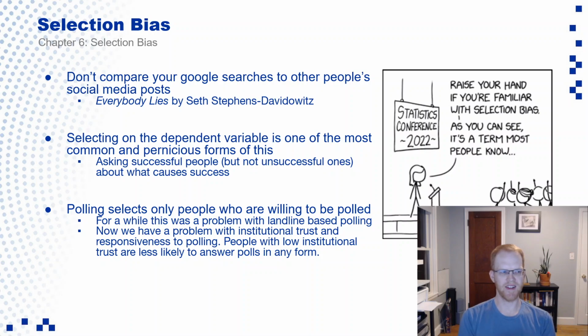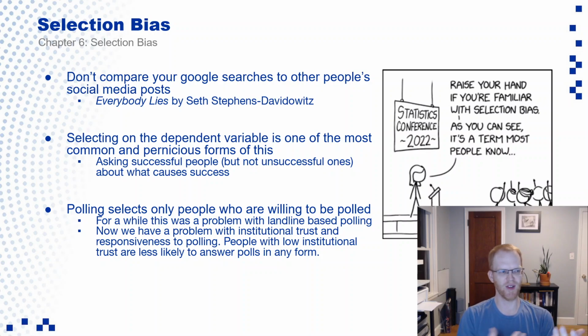Not exactly an example, but one application of this that I think is useful to real life is this advice of don't compare your Google searches to other people's social media posts, which is to say the things you see that people choose to write about themselves are not the same as the things that they choose to ask for help about. Everybody Lies by Seth Stephens-Davidowitz is just a really fascinating book. I recommend it if you have the time.